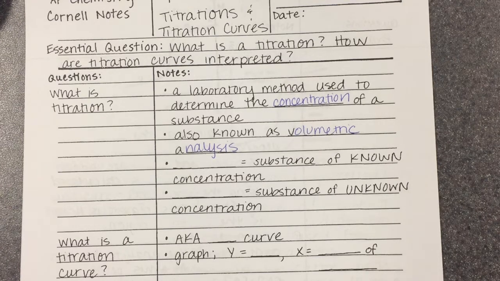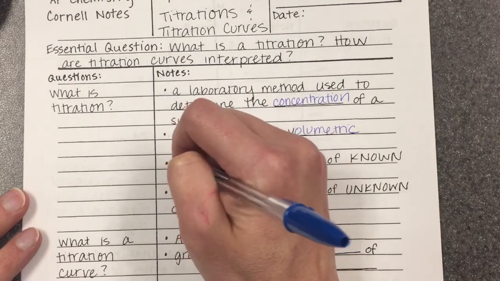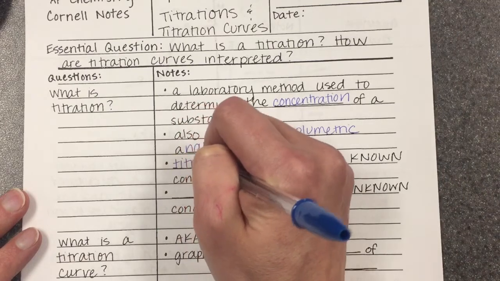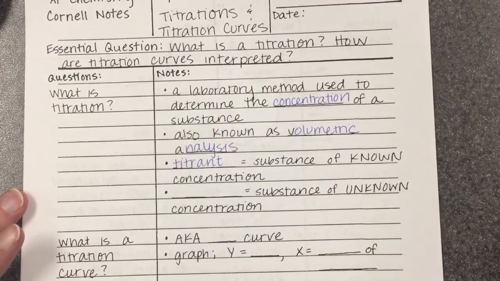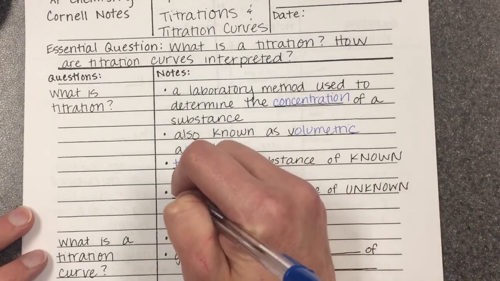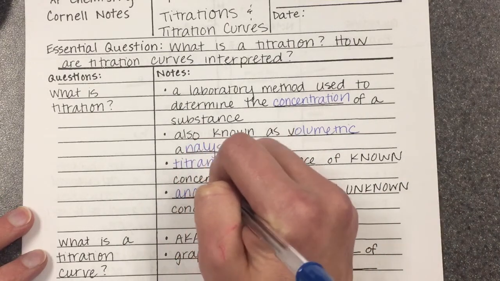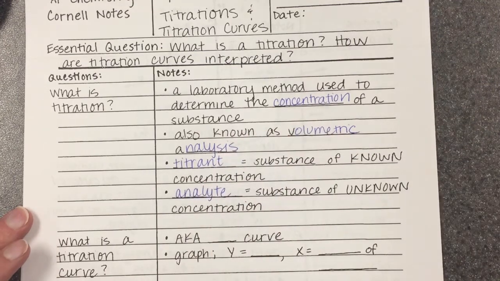Now when we do this, you have one substance that you know all about, that you know its concentration, and that is called the titrant. The one you are trying to figure out the concentration of is the analyte.